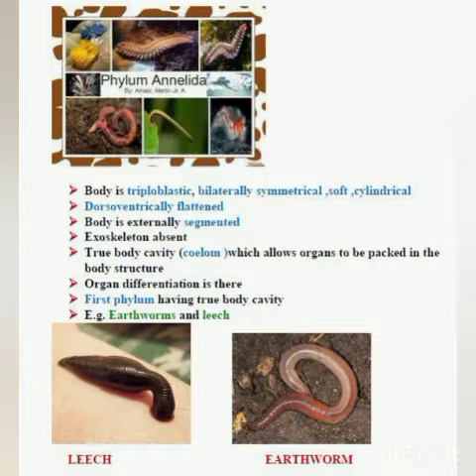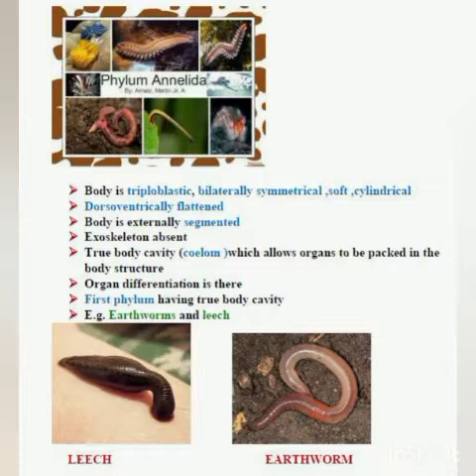It is soft, it is cylindrical. So this is the important feature. The body is triploblastic, bilaterally symmetrical, soft also, and cylindrical. Second point, dorsoventrally flattened. I told you the meaning of dorsoventrally flattened. The ventral and the dorsal side are flattened.